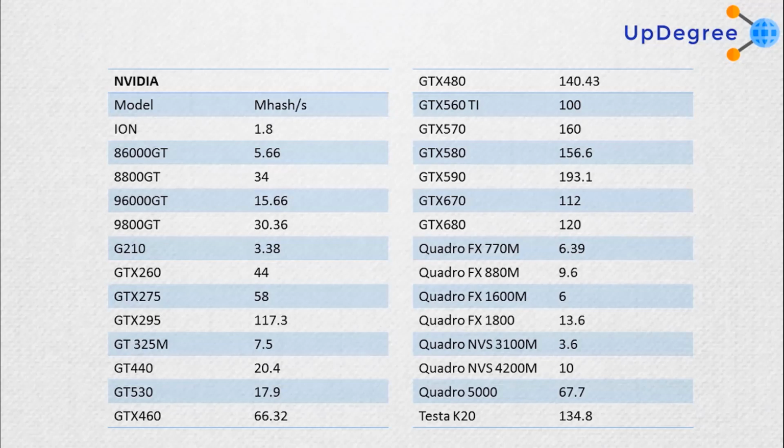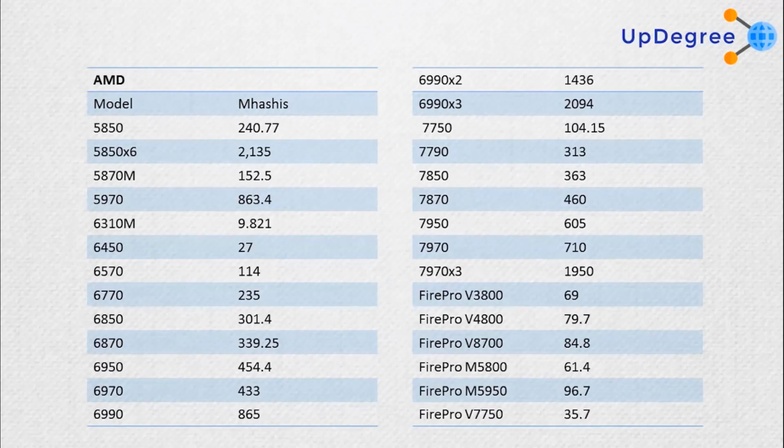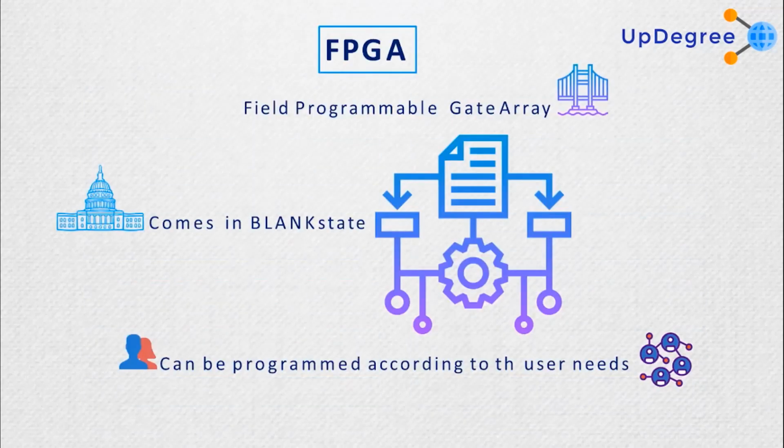It comes to like 193.1. And AMD, I've seen up to 2094 transactions. That's like 69990 into 3. That's like M hash speed. This is for information. And FPGA is actually a field programmable gate array. It comes in a blank state and it can be programmed to the user needs.